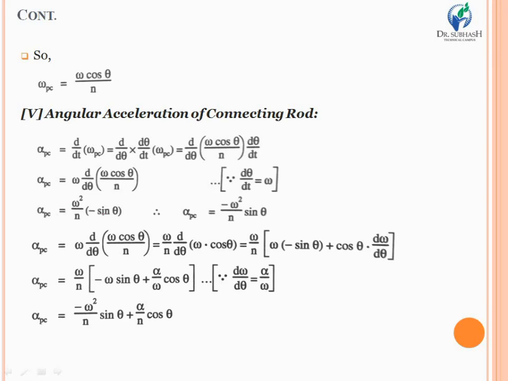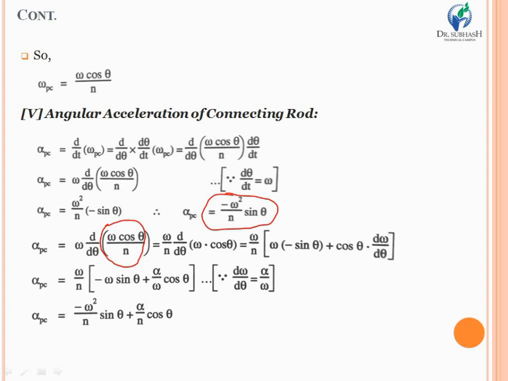Now again, alpha suffix pc, the angular acceleration of connecting rod, becomes omega into omega, that is omega square upon n into minus sin theta. So alpha pc ultimately becomes minus omega square upon n into sin theta. You can also derive the relation for the angular acceleration of connecting rod by putting the value of angular velocity in this bracket. So you have another option for finding out the angular acceleration component.